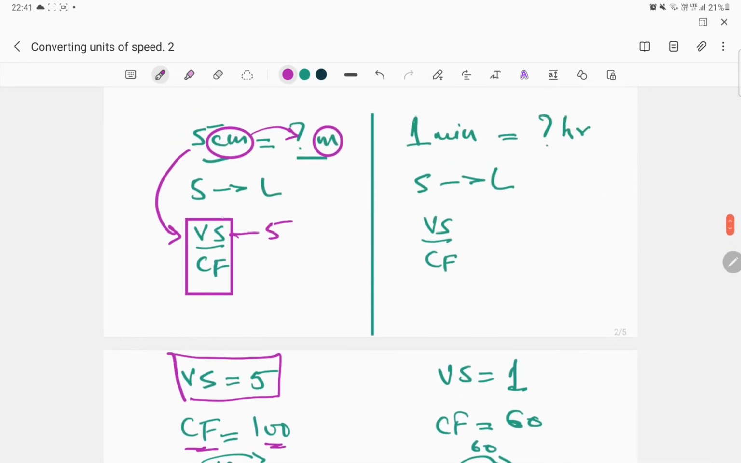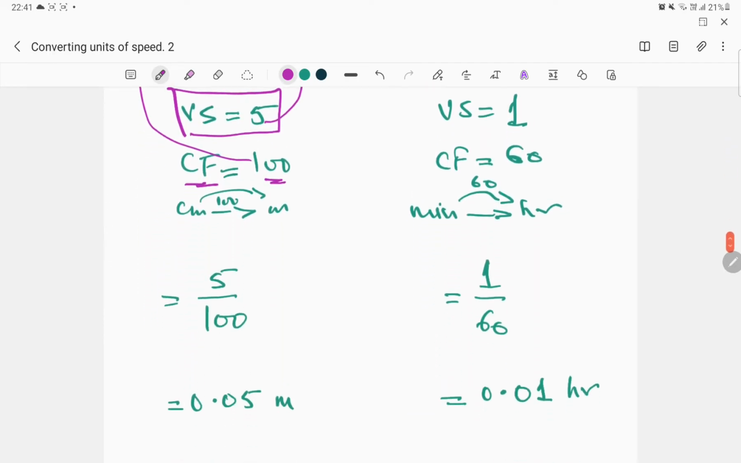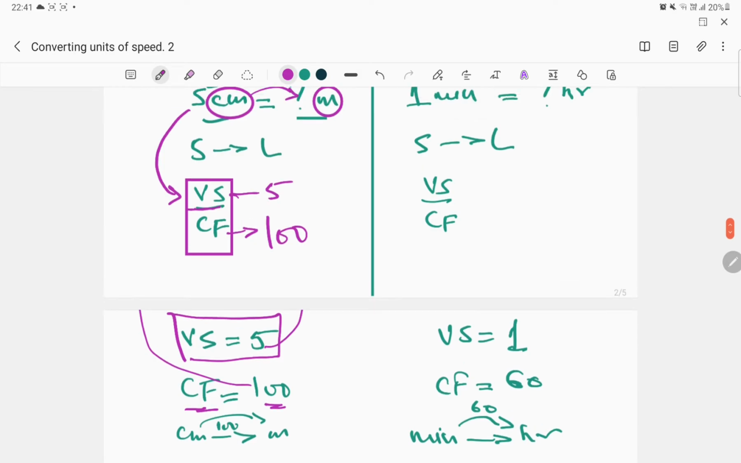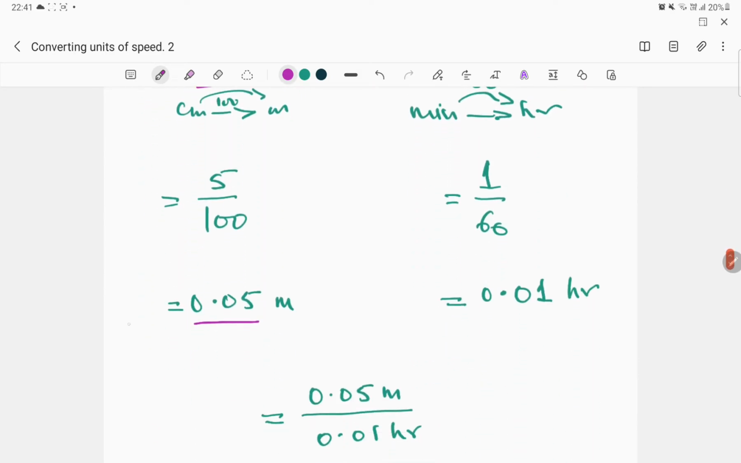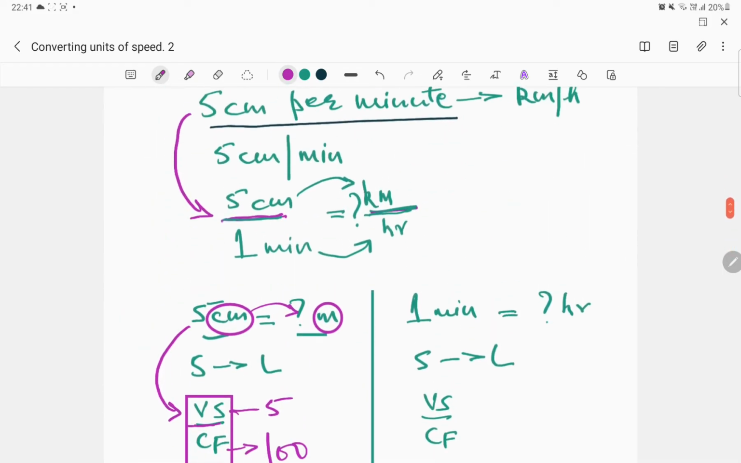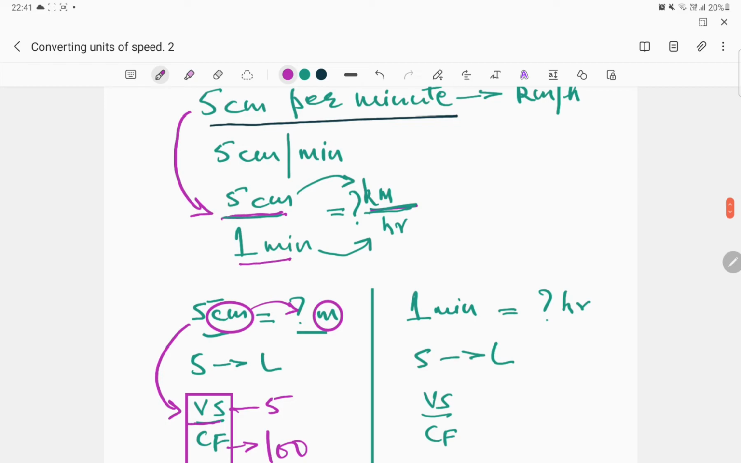You see why? Because the value of the small unit is 5 and the value of the conversion factor is 100. So I simply substitute the values into the formula. I can write it as 5 divided by 100. When I perform this division, I get a value of 0.05 meters. What does this mean? This means that 5 centimeters is 0.05 meters.